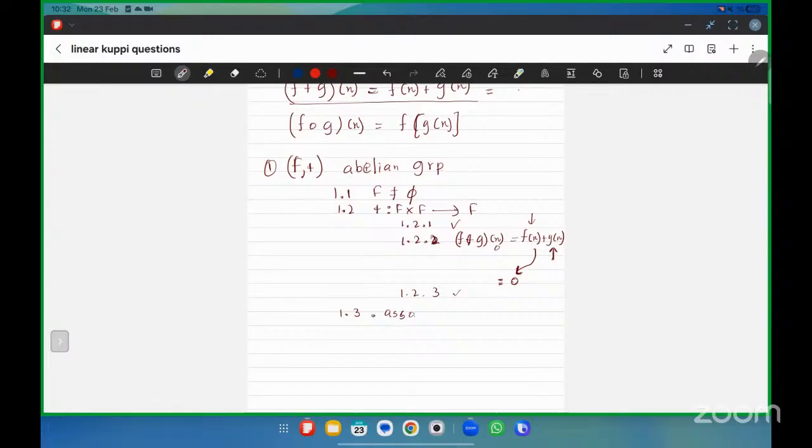It's a plus sign, so we can shift the brackets, right? So the third is also right. And the fourth one is that there is an identity element. The identity element is 0. So when we add anything with 0, we get the same value. And the final one is the inverse function. The inverse for fx is minus fx, right? So when we add fx and minus fx, we get the identity element.